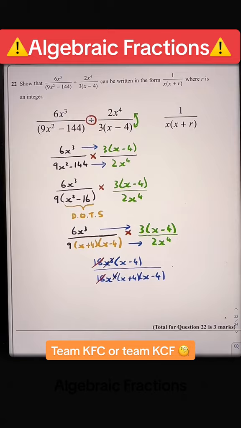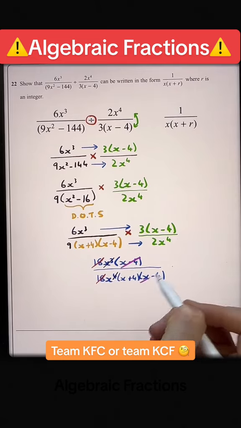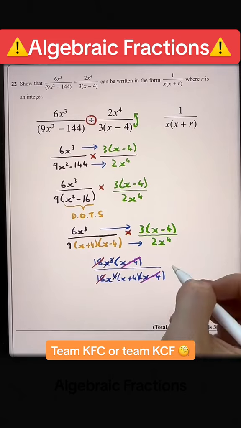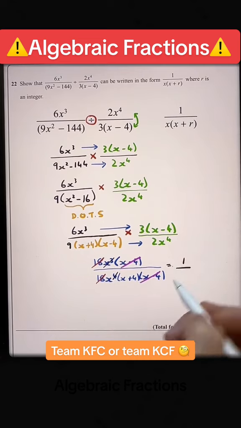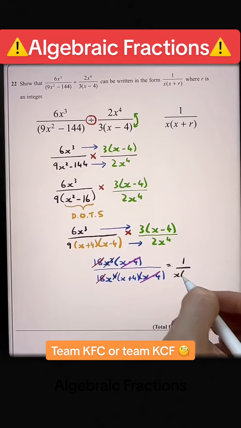Look at my brackets. Here I've got x minus 4 common on the top and bottom. From the top, everything's cancelled, so the number is just 1. And on the bottom, I've got single x, and in brackets, x plus 4.